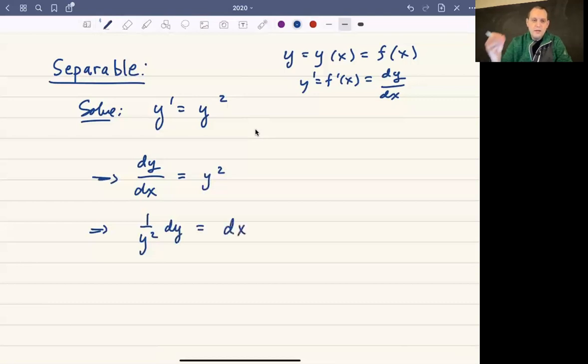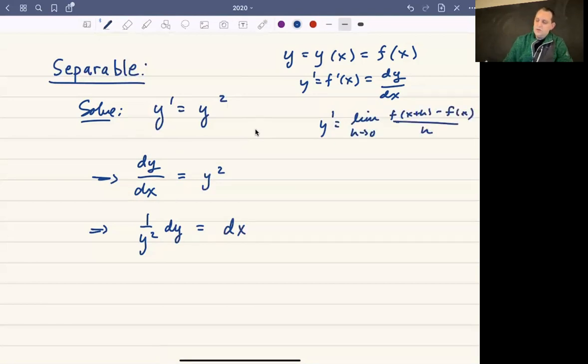dx. Now I'm cheating. I want to mention that this dy dx is not a fraction. But in a lot of ways, it behaves like a fraction, and this is one of the ways where it behaves like a fraction, right? dy dx is just the derivative. Remember that y prime is the limit as h goes to 0 of a certain difference quotient, okay? And so it's not a fraction, but in a lot of ways behaves like a fraction. It's a limit of fractions, but that does not make it a fraction. Nonetheless, we can still get away with this here, and I'll explain why in the next step.